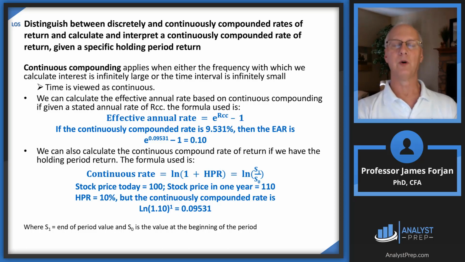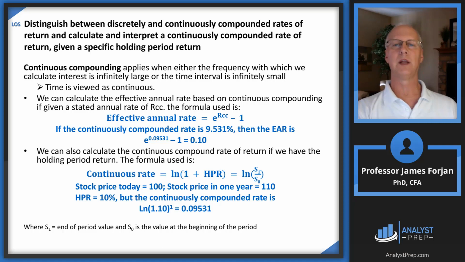Well, what we need to do is be able to convert from effective annual rates and holding period returns back into continuous rates. And so that's what I do here in this quick example. Look in the middle of the page, the blue formula. Let's suppose that we have a continuously compounded rate of 9.531%. How do you convert that into a discrete rate of return? We'll call that the effective annual return.